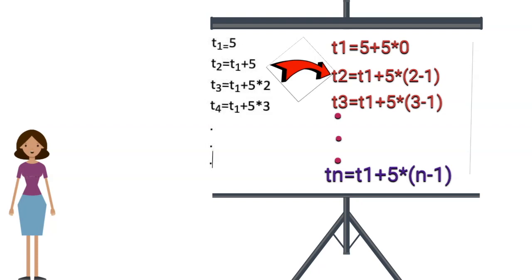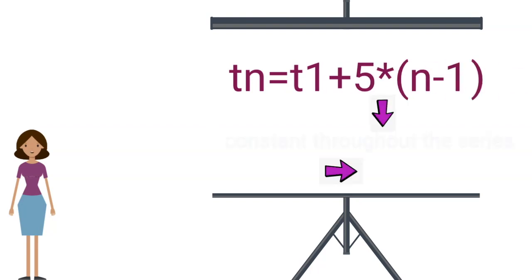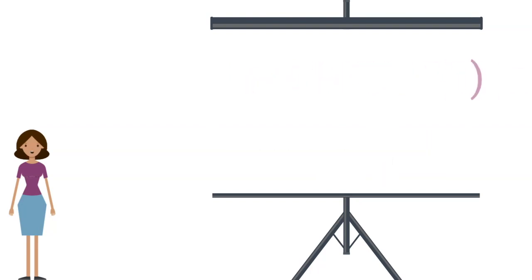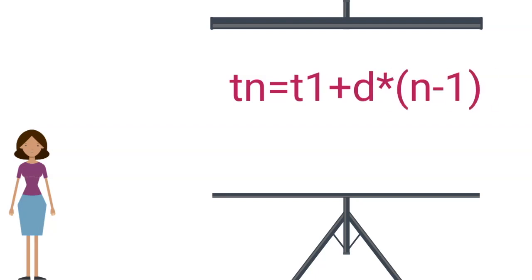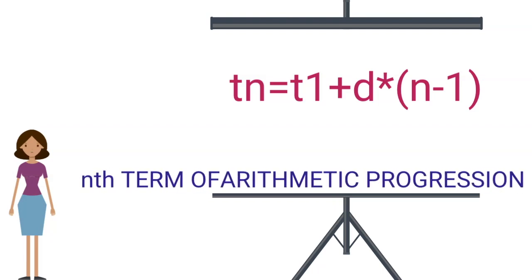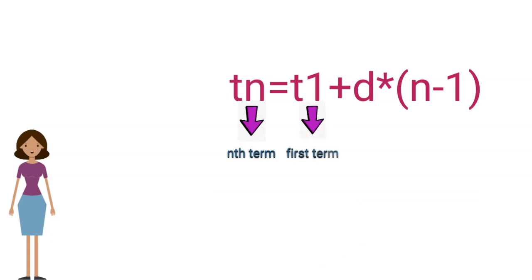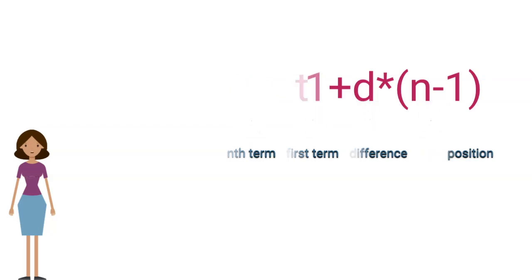In the above equation, the number 5 is a constant and can be represented by the letter D. So the above equation can be written as Tn equals T1 plus (n-1) times D. The formula which we derived is known as the formula for the nth term of an arithmetic progression, where Tn is the nth term, T1 is the first term, D is the common difference, and n-1 is the term position.